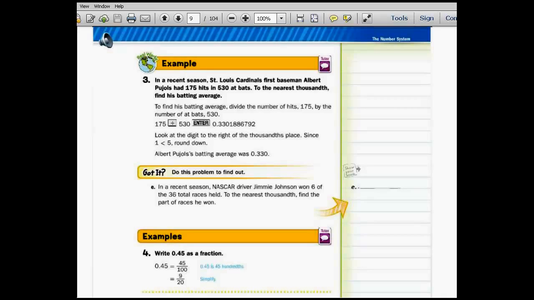So if his batting average was 175 hits out of 530 at-bats, the fraction bar again means divide, so you would take 175 and divide it by 530, and you come out to this big decimal. It said round to the nearest thousandth, which is here. So we look at the 1, it keeps the 0 the same. So his batting average, he was hitting .330 at that time.